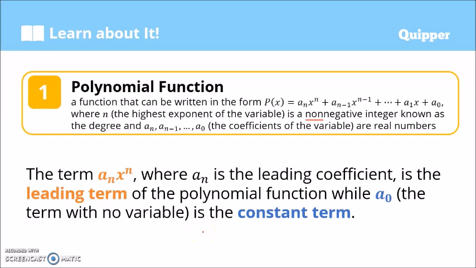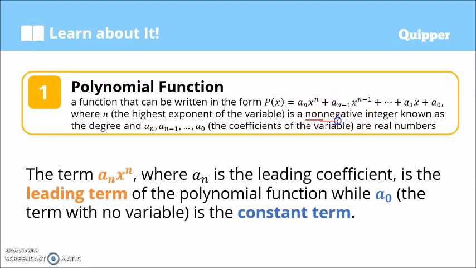Now, what is a polynomial function? A polynomial function is a function that can be written in the form p of x equals a sub n x raised to n plus a sub n minus 1 x raised to n minus 1 plus dot dot dot plus a sub 1 x plus a sub 0, where n is the highest exponent of the variable. N here is the highest exponent of the variable and is a non-negative integer.